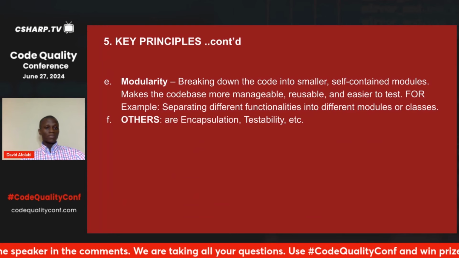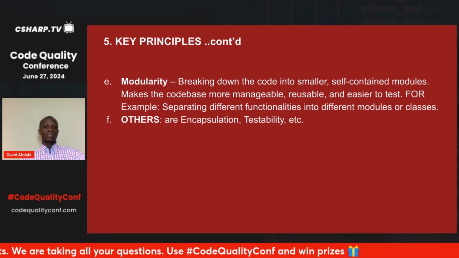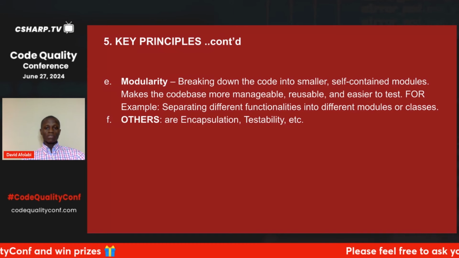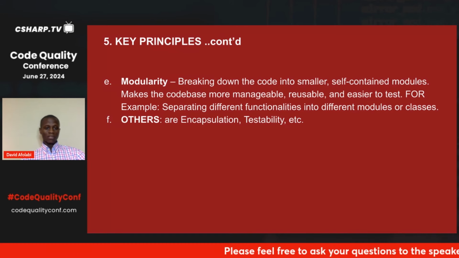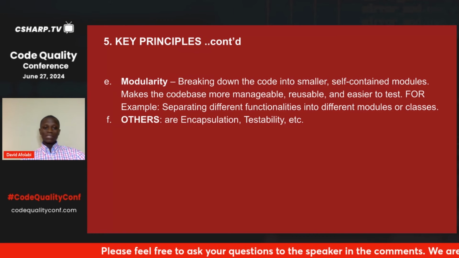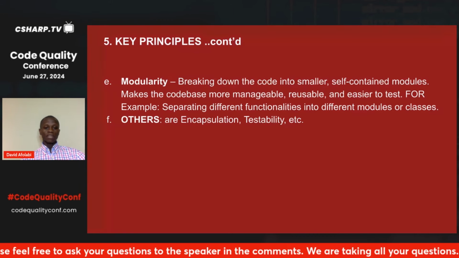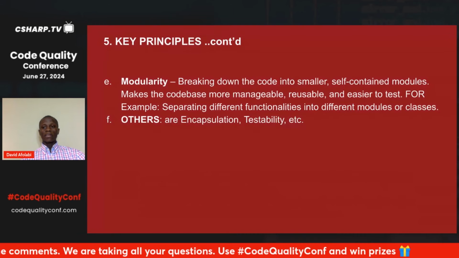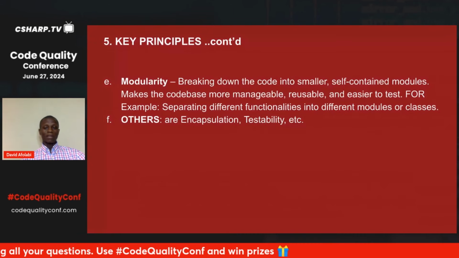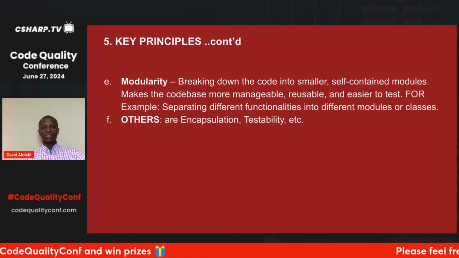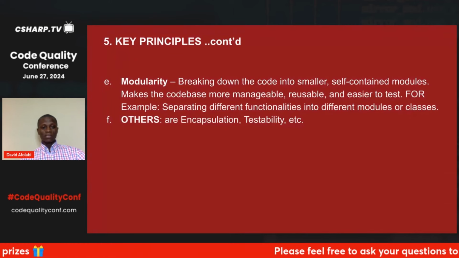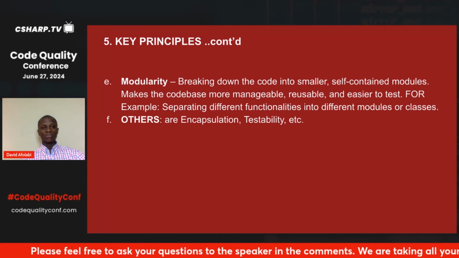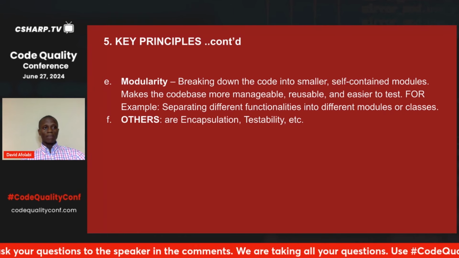Some other key principles are modularity, which is breaking down the code into smaller, self-contained modules, making the code base more manageable, reusable, and easier to test. Other key principles that could be adopted are encapsulation and testability, possibly some that we already have in our toolset and use in our everyday practice. But these are some of the key principles that I think could significantly improve the writing of clean and maintainable code.